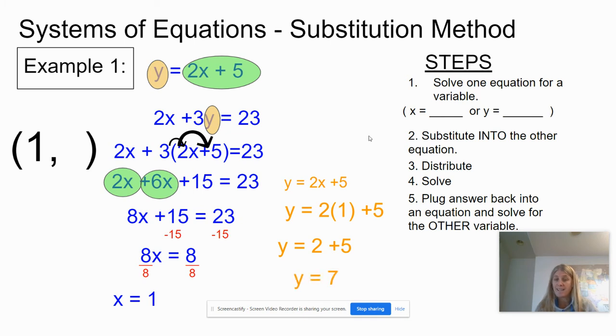So I'm going to go ahead and take that 7 and finish up by writing it as my ordered pair. And so I have the ordered pair 1, 7. And this is where those two lines intercrossed. Finally, we're going to check our answer.